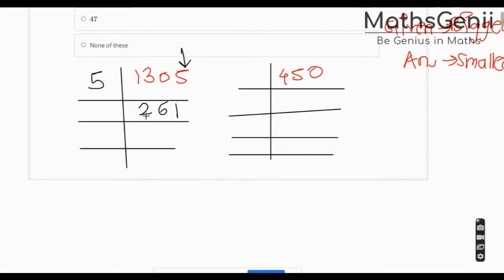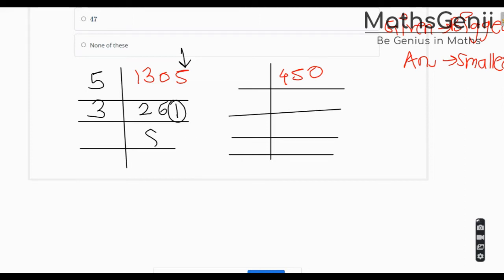So again, let's see with what number this can be divided. At the end you have 1, so it cannot be divided by 2. Let's check for 3. How do you check for 3? 2 plus 6, 8. 8 plus 1, 9. 9 comes in 3's table. Yes. So it is divisible by 3.